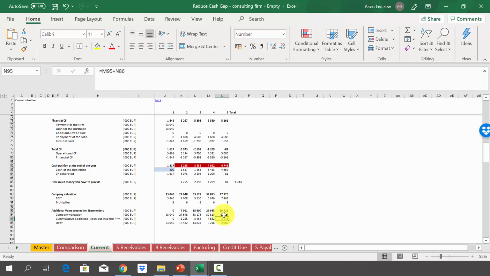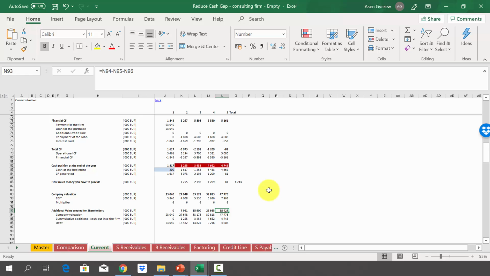We also look at the cumulative additional cash that we had to pay in, and obviously the debt that the company still has. So in other words, in the current situation, if we don't do anything, but we still have to provide a cash equal to almost 5 million, we'll be able to gain from this transaction almost 40 million.